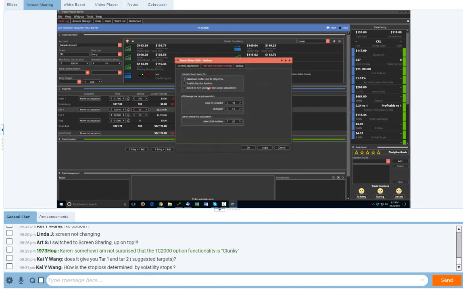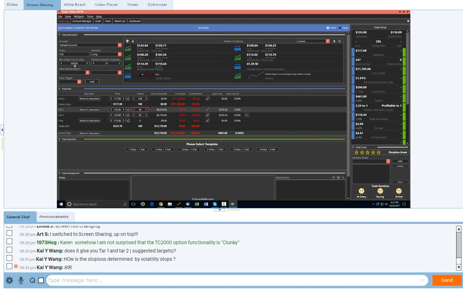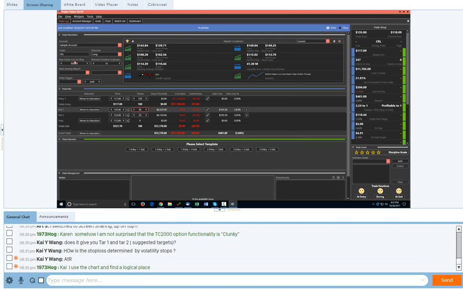When you set up the application, you can choose how you want to plan your stops. Do you want it to do a maximum dollar loss at the stop price? Do you want to do the total dollars for a position? Do you want to do it based on the ATR, which is the volatility stop that you were talking about? So you can set it up that way. I've just got maximum dollar loss to the stop, but if you had one of those other options chosen, then this would be calculated a different way. Does that answer your question, I hope?